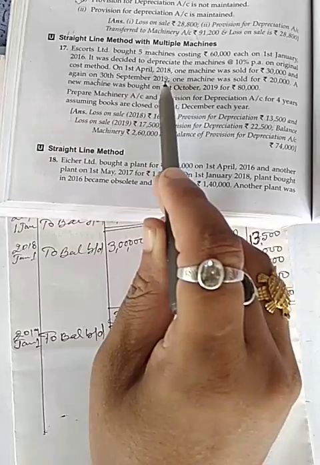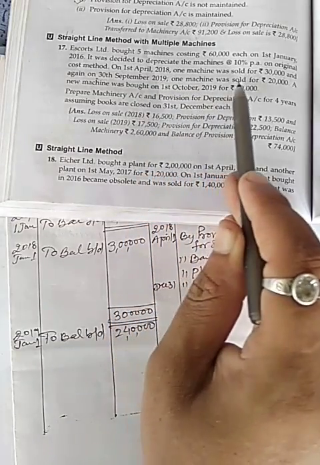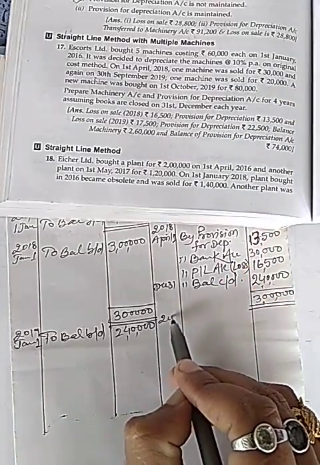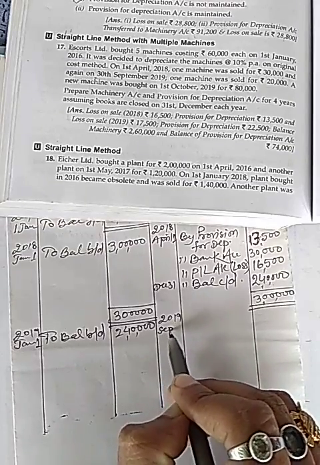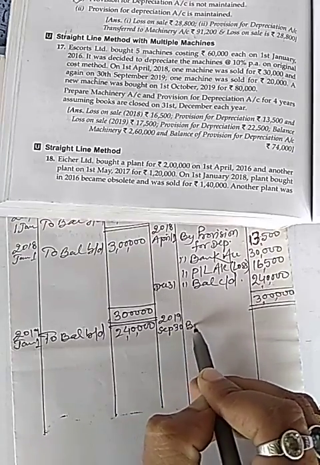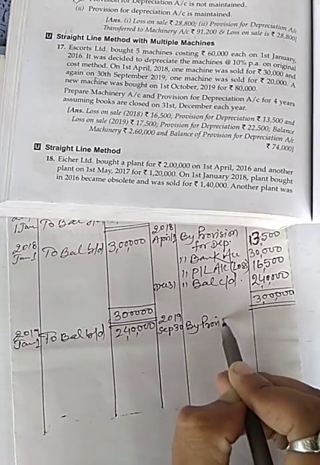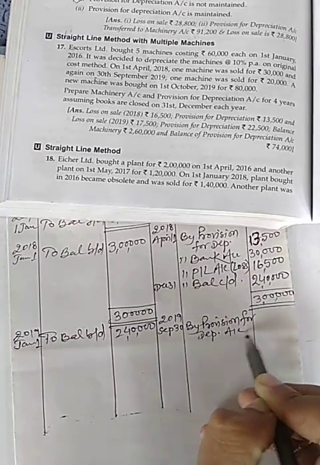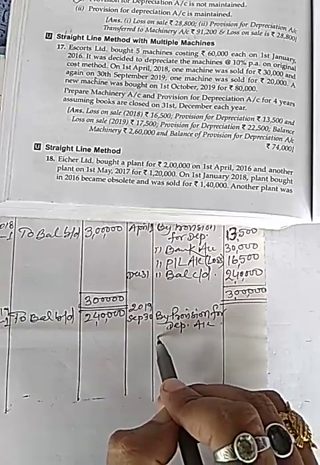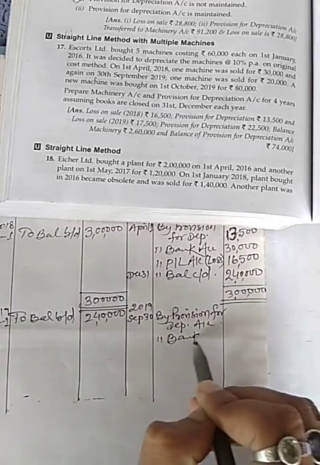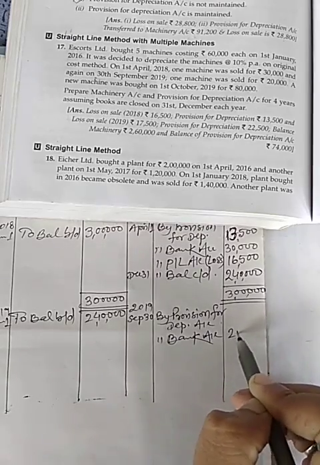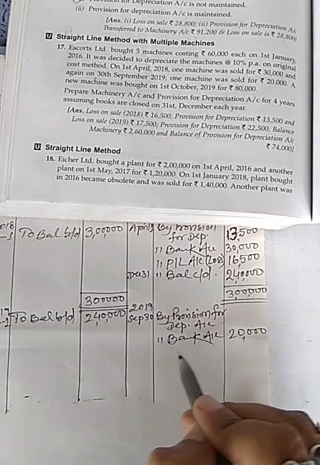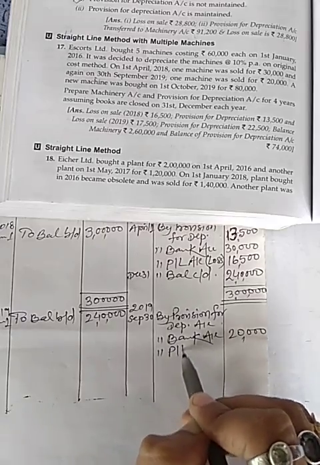Now the question is saying that on 30th September 2019, one machine was sold for 20,000. So on 2019 September 30, by provision for depreciation account, we will write by bank account, meaning sale price, 20,000, and by P&L account.